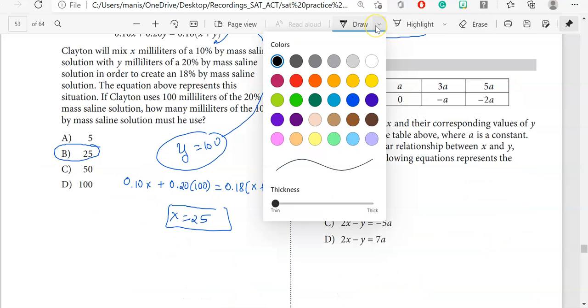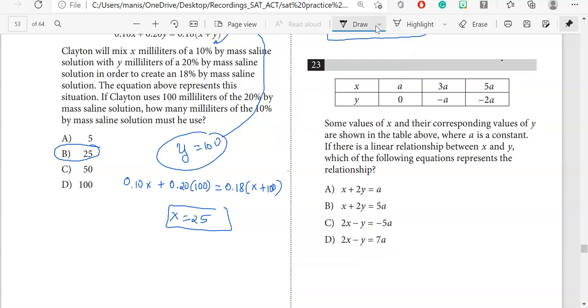Okay, in question number 23, some values of x and their corresponding values of y are shown in the table above, where a is a constant. If there is a linear relationship between x and y, which of the following equations represents the relationship? In this case, I will use the slope-intercept form of a linear equation of a line in the xy plane. My formula for that is y equals mx plus b. What is my m? M is the slope of the line, and the formula for slope is what?